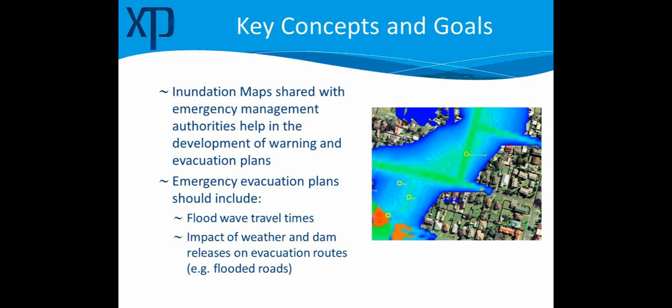We'll be talking more about inundation maps later, but these are a particularly useful tool for emergency management authorities. They can help to develop warning and evacuation plans, in particular because they can help us understand how much time we have after a flood event begins. It's really important when we're conducting an evacuation operation to know how much time we have to respond. And the timing of the flood, as well as the depths and the velocity of the flood waters, are all critical for producing a successful emergency evacuation plan.